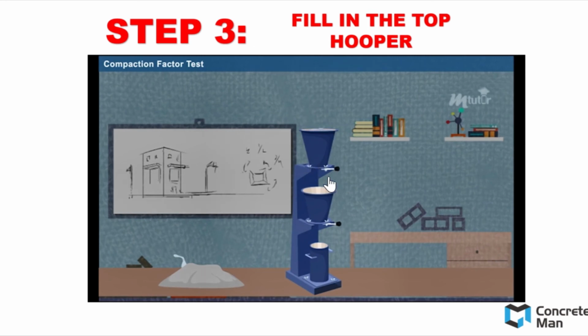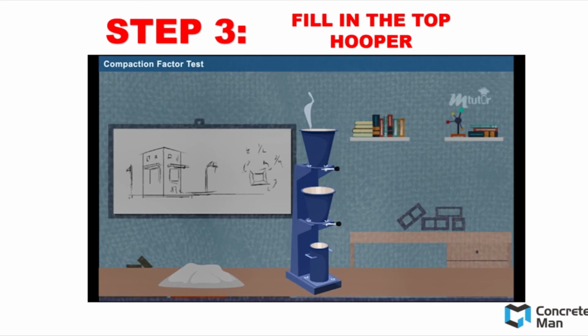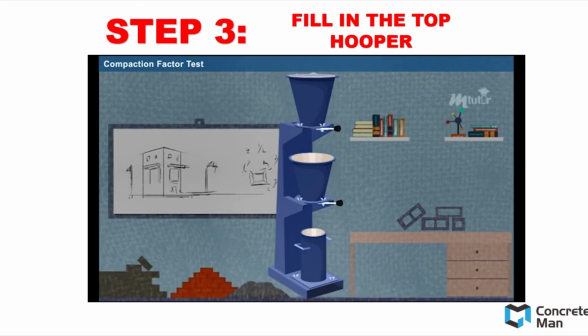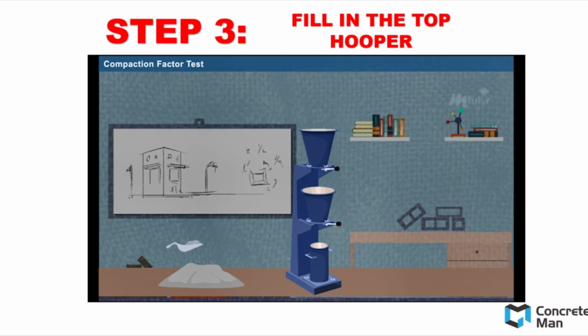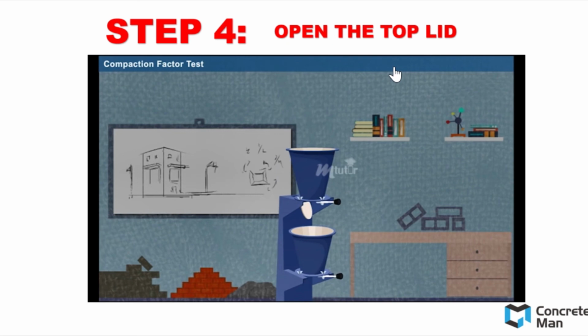Step 3, once you have done that, fill in the top hopper. Make sure you close the lid first and fill in the top hopper using the concrete that you have prepared according to your DOE design. If you have forgotten how to design DOE, refer to laboratory 1. If you have forgotten how to mix concrete, refer to laboratory 2. Once everything's settled, make sure you level the top hopper concrete.